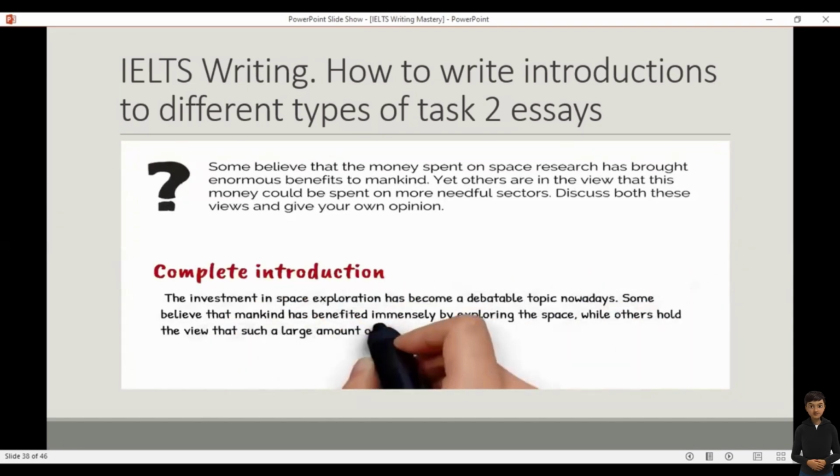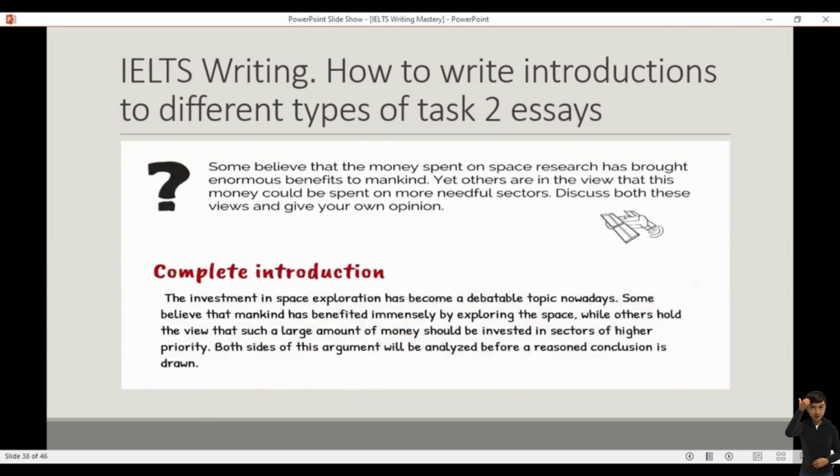The investment in space exploration has become a debatable topic nowadays. Some believe that mankind has benefited immensely by exploring the space, while others hold the view that such a large amount of money should be invested in sectors of higher priority. Both sides of this argument will be analysed before a reasoned conclusion is drawn.